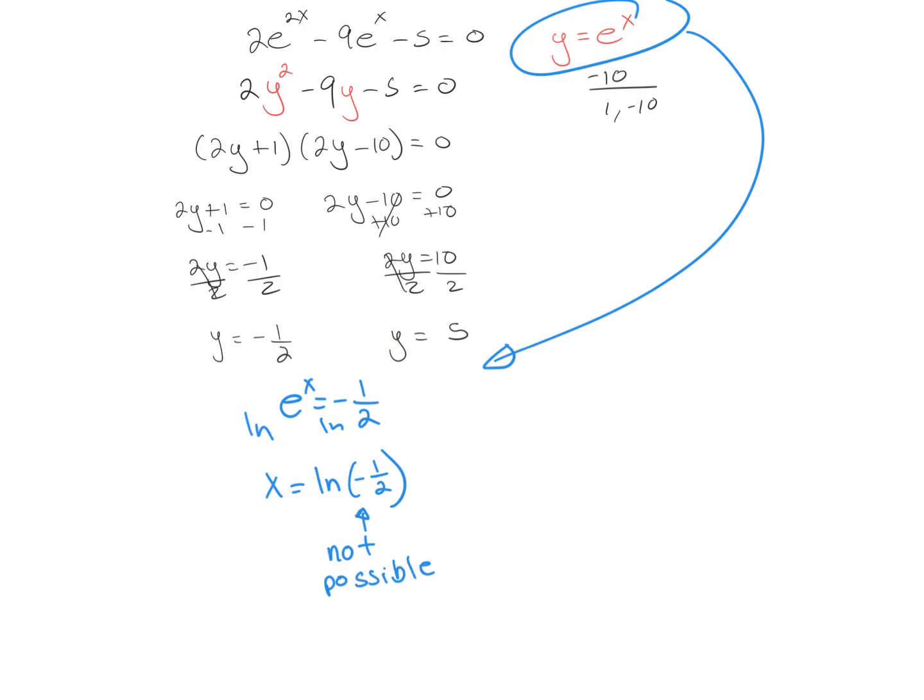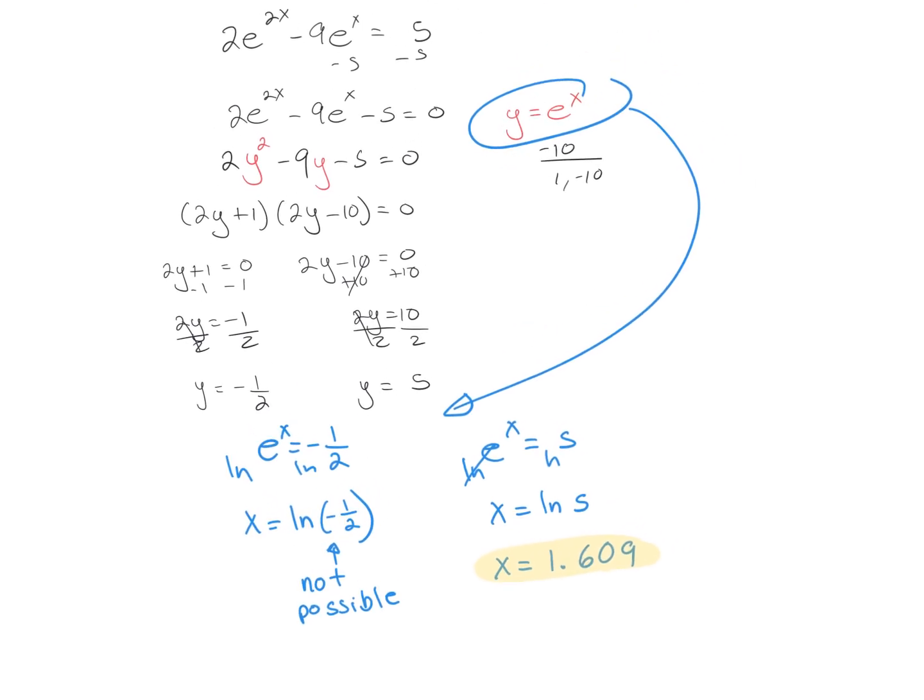And then we would try it also for this one. So it's going to be e to the x equals 5. We're going to do the ln to cancel out the e. So we're left with x is equal to ln of 5. When you plug that into the calculator, you get an actual number, which is 1.609. So your solution will be 1.609 because the other one is not possible.